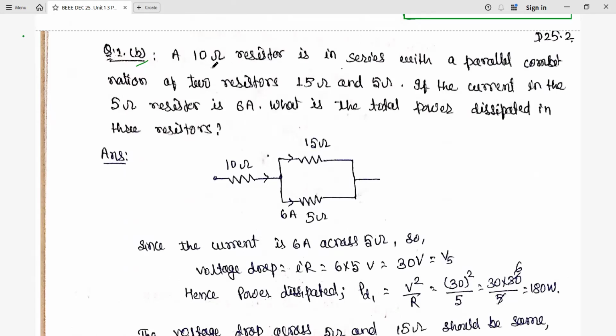They're asking: a 10 ohm resistor is in series with a parallel combination of two resistors of 15 ohm and 5 ohm. If the current in the 5 ohm resistor is 6 ampere, what is the total power dissipated in the 3 resistors?